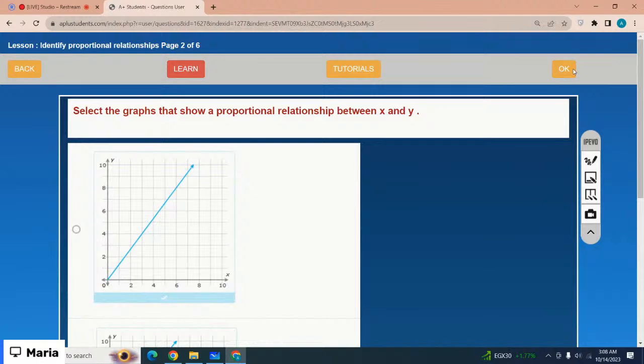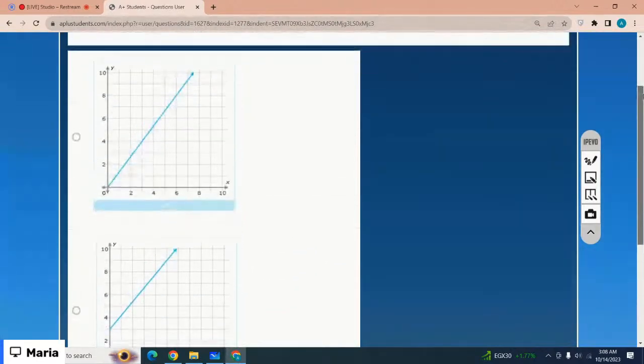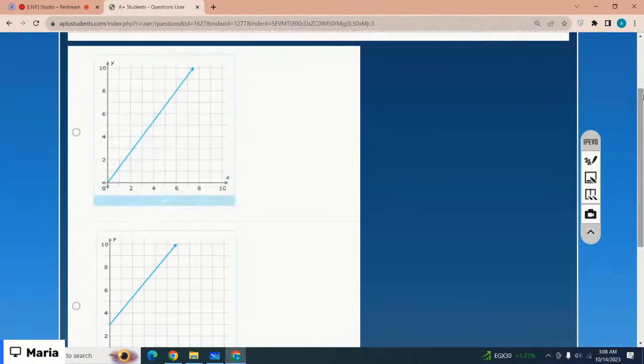Okay, the next one is select the graph that shows a proportional relationship between x and y. You are given two graphs. So which is the correct option? Yes, option number one is the correct option because the graph in option number one is the one that passes through the origin. So option one is the correct option.